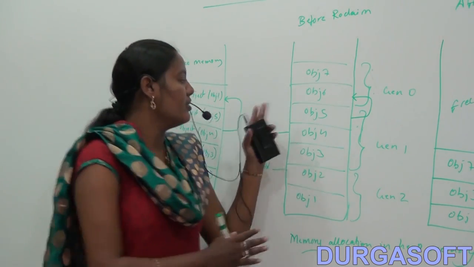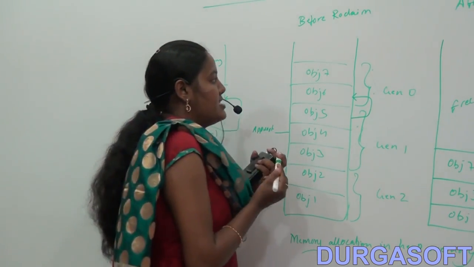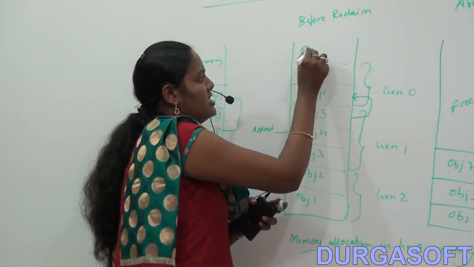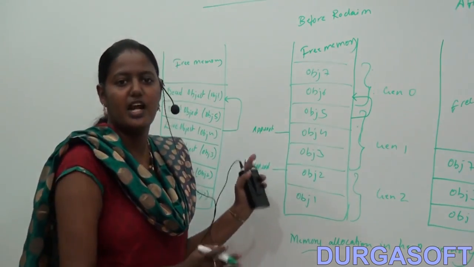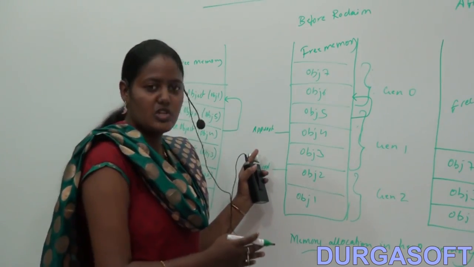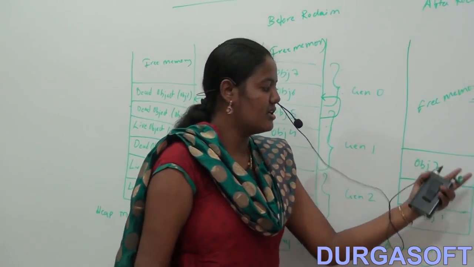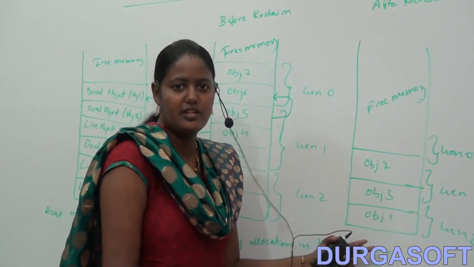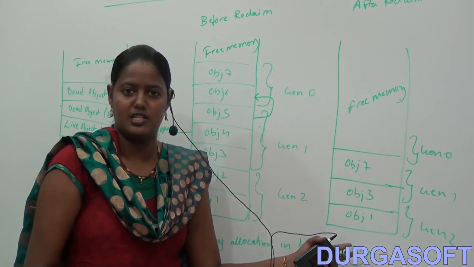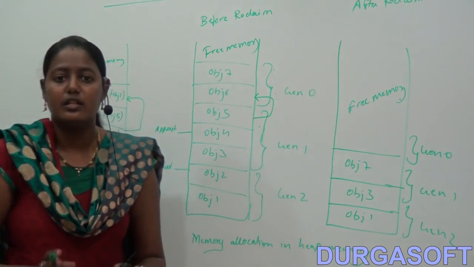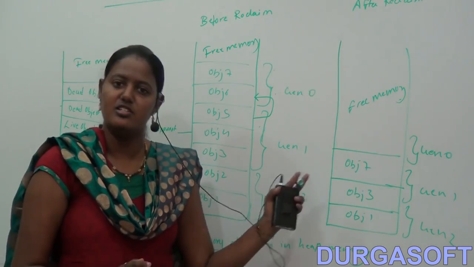Before removing memory from the heap, you have only this part of free memory. After the garbage collector removes the unused objects, you can see a lot of free memory, and the surviving objects are promoted to generation 1 and generation 2. Notice that newly created objects must be allocated memory in generation 0 only.